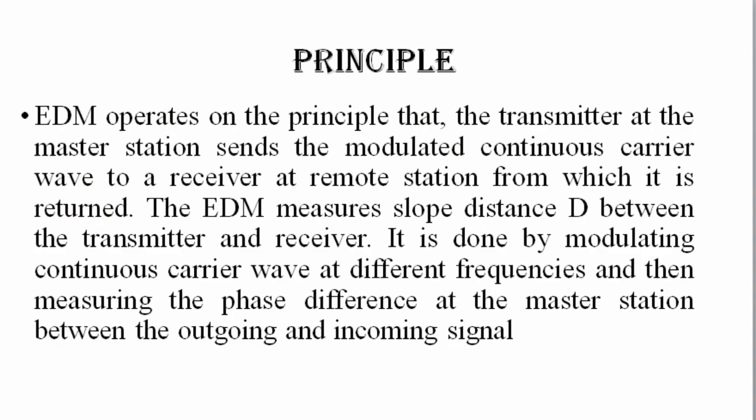Then the principle of the EDM is that the transmitter at the master station sends the modulated continuous carrier wave to a receiver at a remote station from which it is returned. The EDM measures the slope distance between the transmitter and the receiver. It is done by modulating the continuous carrier wave at a different frequency and then measuring the phase difference at the master station between the outgoing and incoming signal.